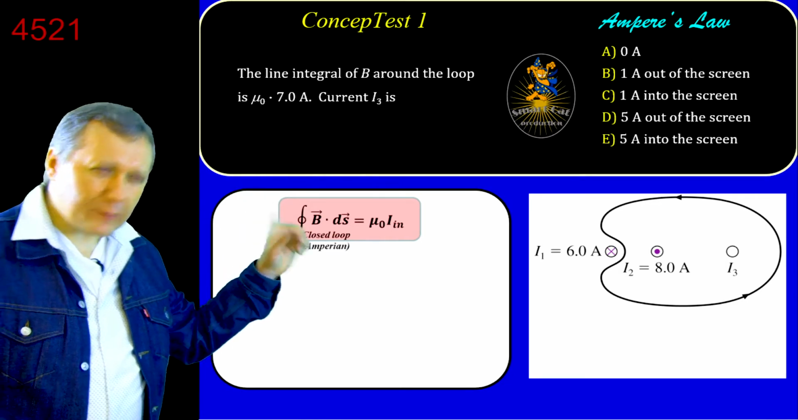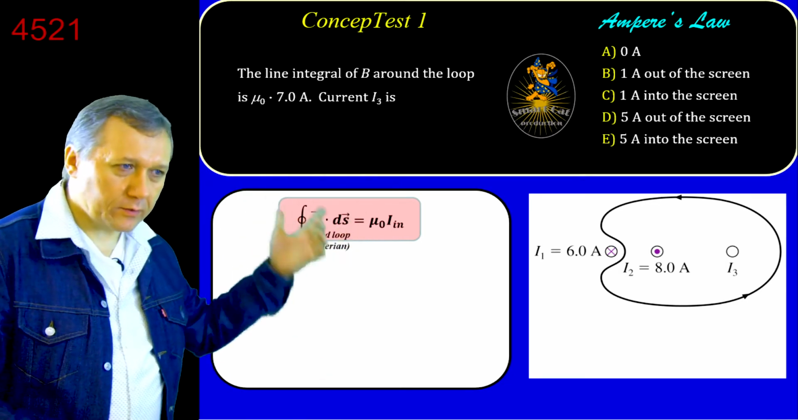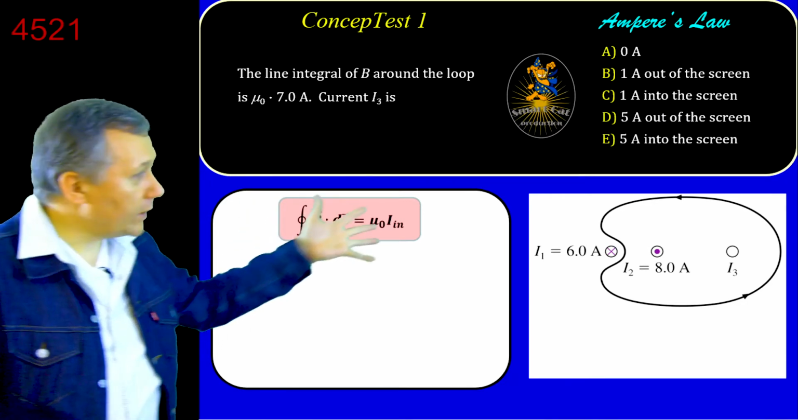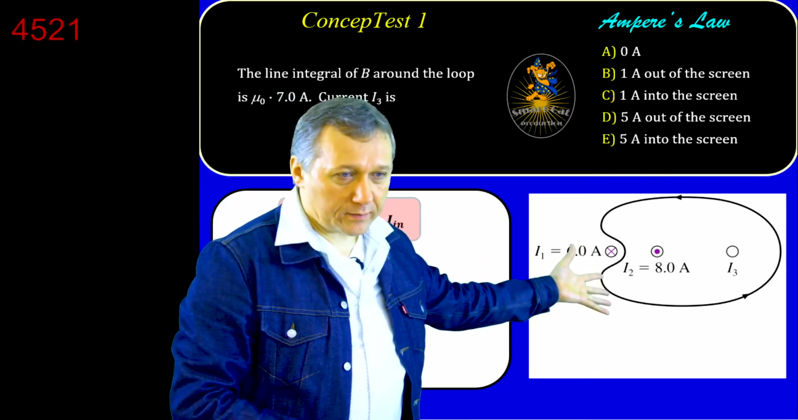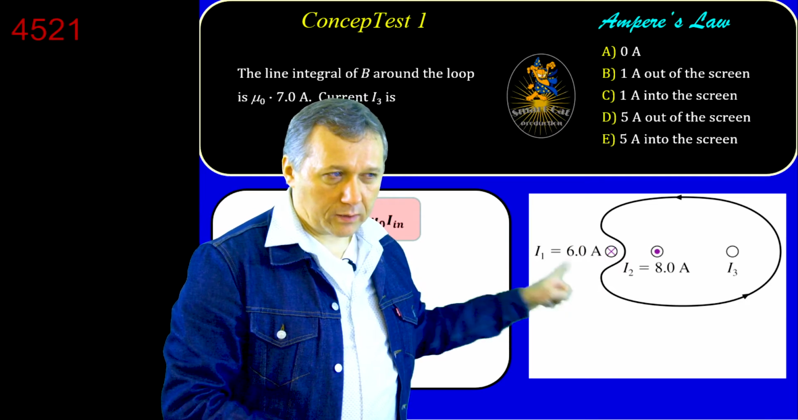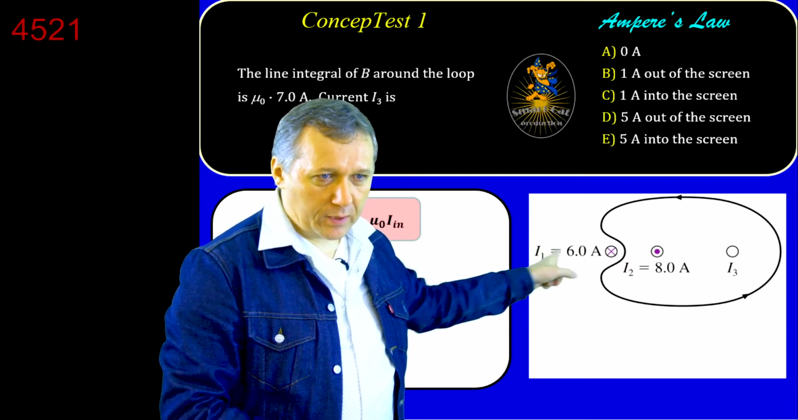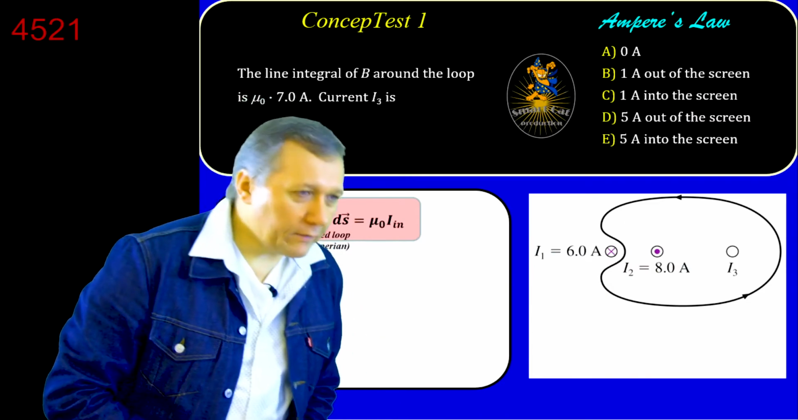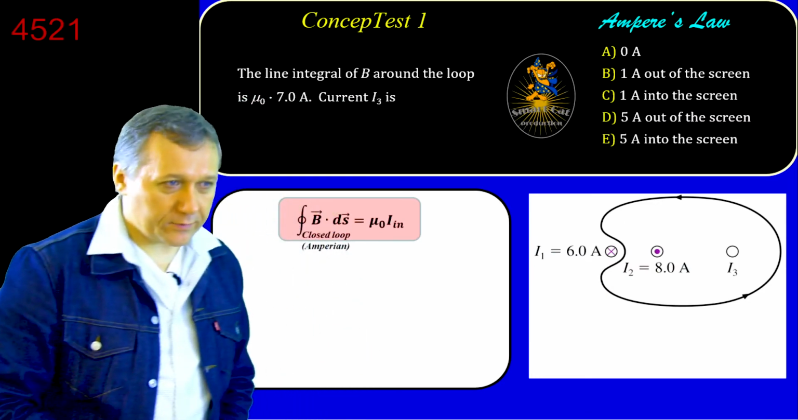Because quite often I give a question similar to this on the exam, among multiple choice questions. So what do we have here? We have three currents: I1 flowing into the screen, I2 out of the screen, and I3. We don't have any information about that current I3.